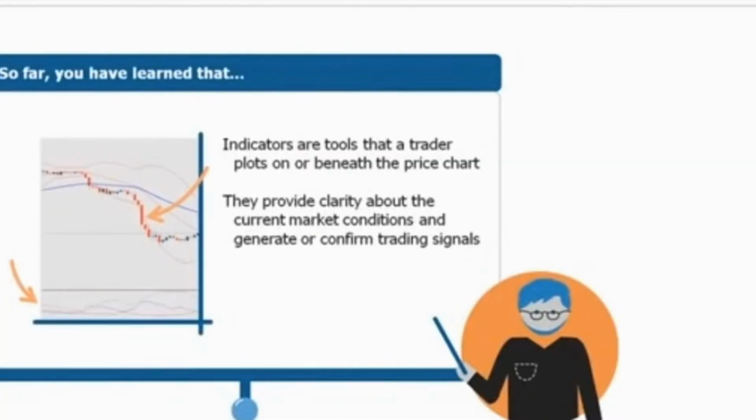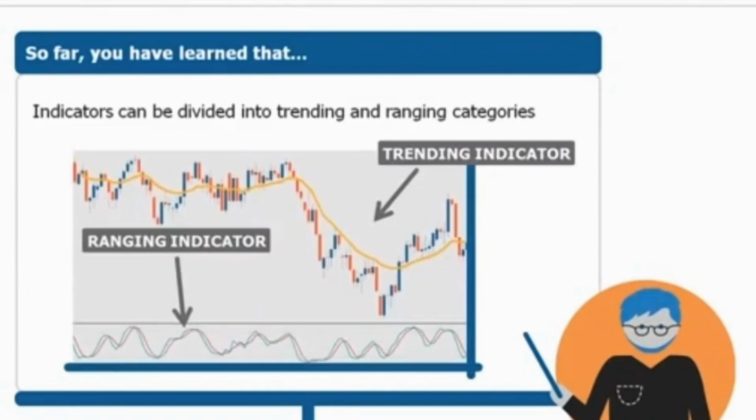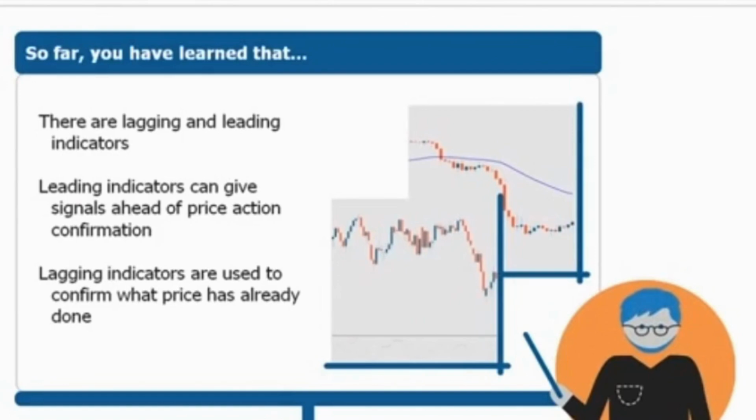So far, you have learned that indicators are tools that a trader plots on or beneath the price chart. They provide clarity about the current market conditions and generate or confirm trading signals. Indicators can be divided into trending and ranging categories. Ranging indicators oscillate between two extremes and work best during range-bound markets. Trending indicators work best during trending markets. You also learned that indicators can be divided into two further groups called lagging and leading indicators. Leading indicators can give signals ahead of price action confirmation, whereas lagging indicators are used to confirm what price has already done.